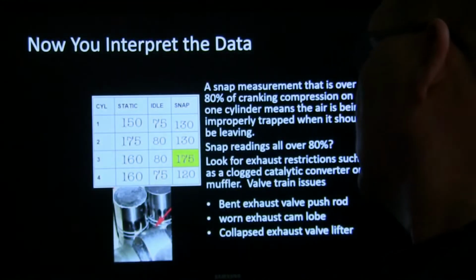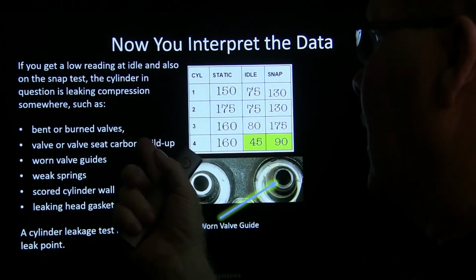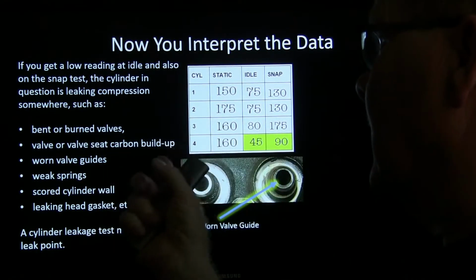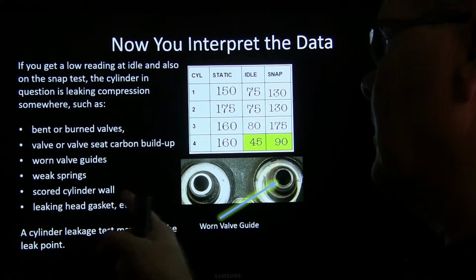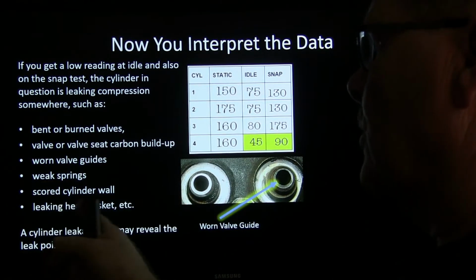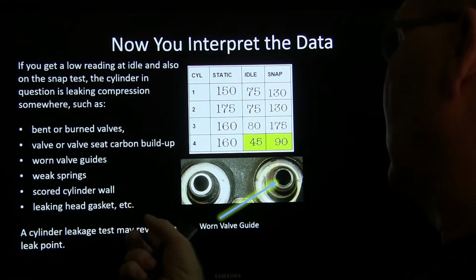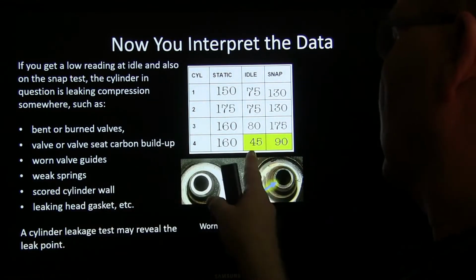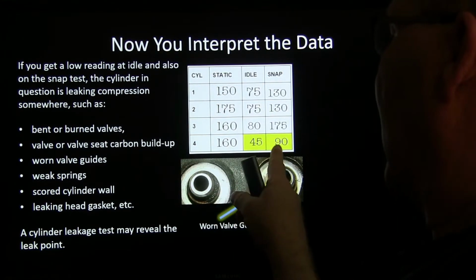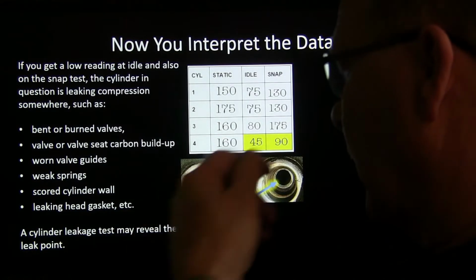Now then, if you get a low reading at idle, and also on the snap test, the cylinder is leaking compression somewhere. Bent or burnt valves, valve leak, carbon buildup, worn valve guides, weak springs, cracked cylinder wall, leaking head gasket. A cylinder leakage test might reveal the leak points. So if it's low at idle and snap, you've got some compression loss in that cylinder somewhere.